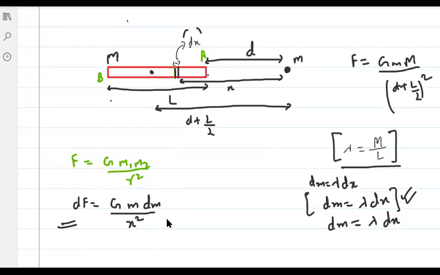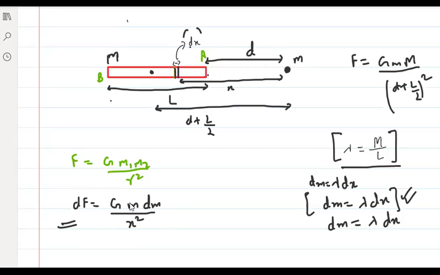Does anyone have any issue till this point? Samya, are you getting it? Ronak, Sneha, Vivek, Tulip, everyone getting it? Now think about this. Can we integrate this expression? Yes or no?